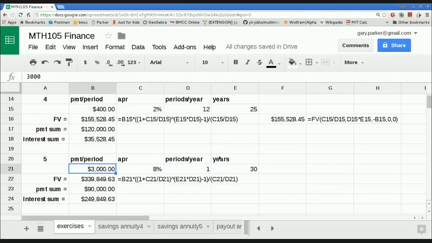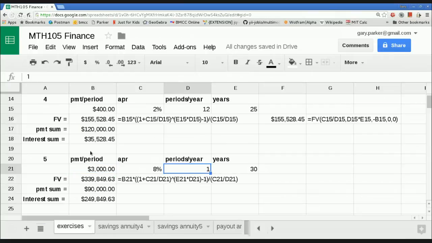Now you can do fixed payments and collect interest over a different time, but the formula is much more complicated, so we're not going to take a look at that one. But that's a possibility too. The formula is easy if the payment period and the compounding period match.